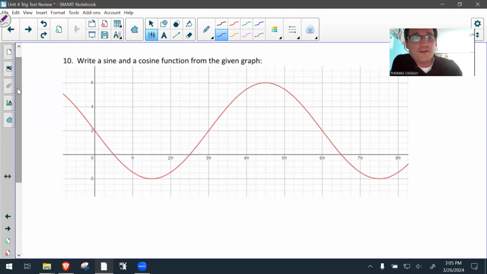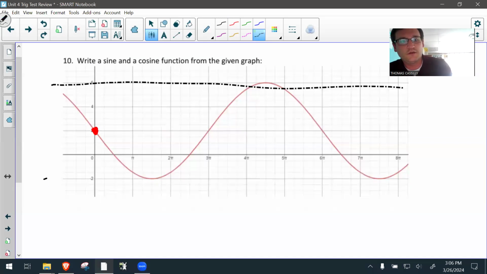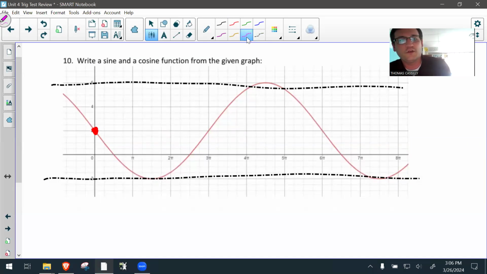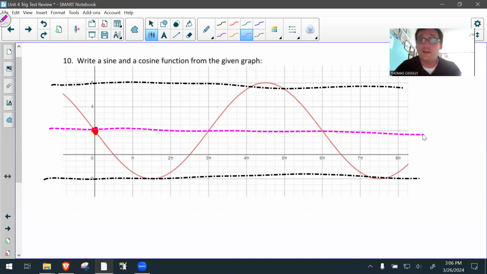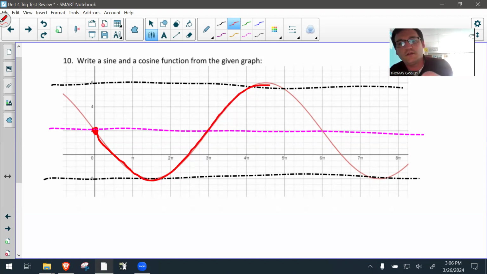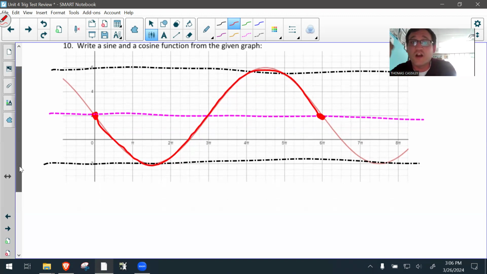All right. Write a sine and cosine function from the graph below. So let's see here. The first thing I notice is a sine function. Sine starts at our midline. If I wanted to identify, here is our high point. Here is our low point. That means this one right here is kind of right in the middle. So if we wanted to graph a sine function, it starts at the midline, and then it also ends at the midline here. So we're trying to write a sine function from this.